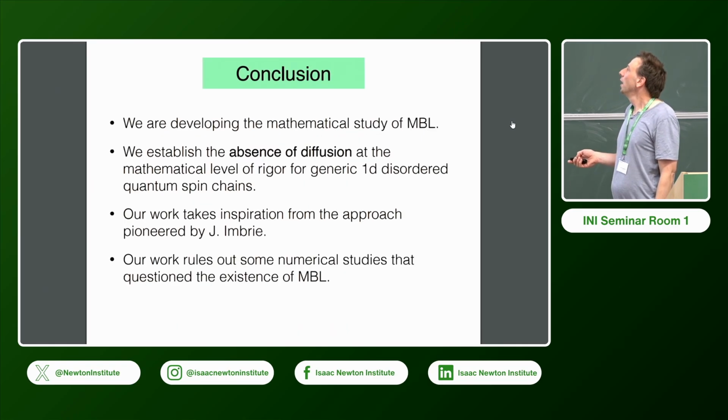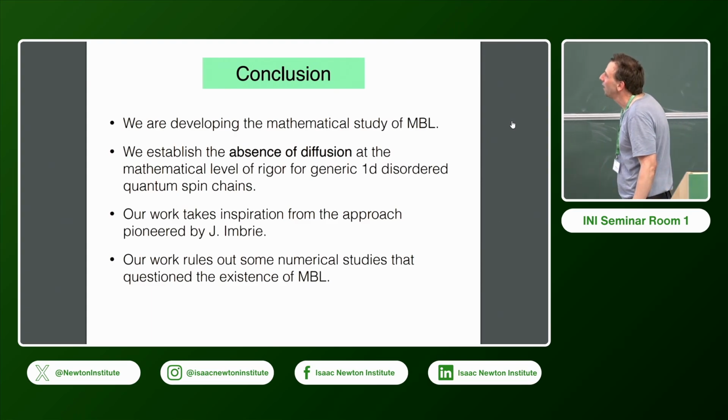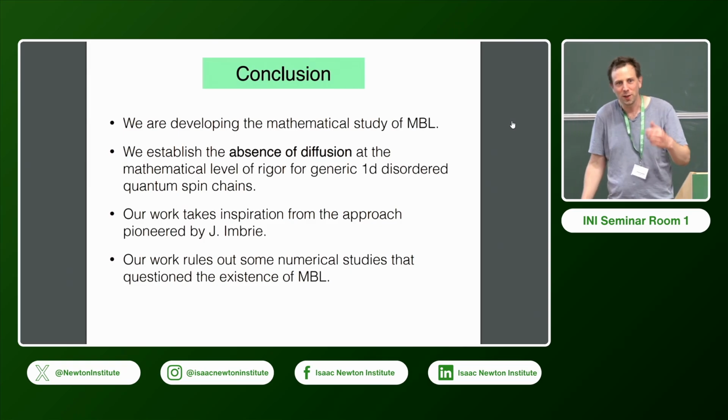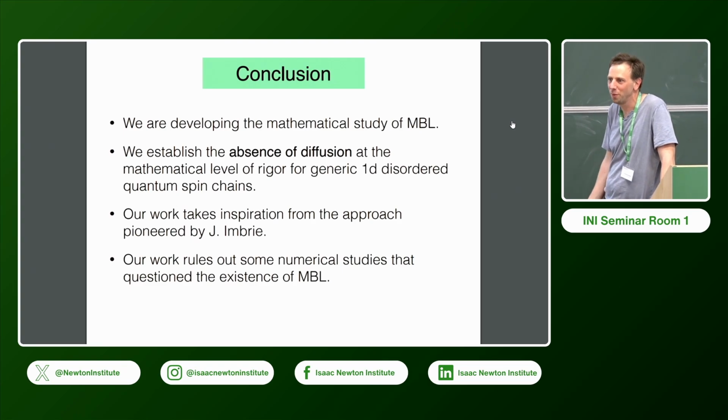So let me just come to a conclusion. I think we are at the exciting moment where we still develop the mathematical theory of many-body delocalization, which from the physics point of view is still like 20 years old, but there is not much mathematical work on this. So the theorem that we now get is an absence of diffusion. It's heavily inspired by this wonderful work by John Imbrie, and I think it already kind of rules out some things that were claimed based on numerics.